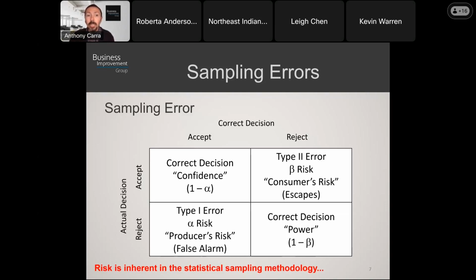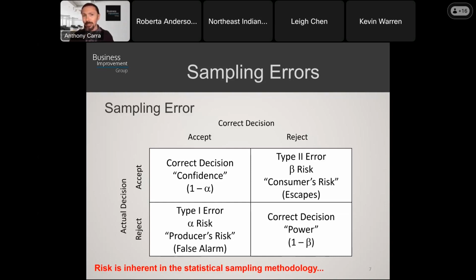First and foremost, I could make the actual decision. If we look on the left-hand side, my actual decision, I can either make an acceptance or a rejection decision. Along the top is, what should I have said based on the actual quality of the lot or the process that I'm sampling from, that I'm monitoring, or that I want to make an inference of.